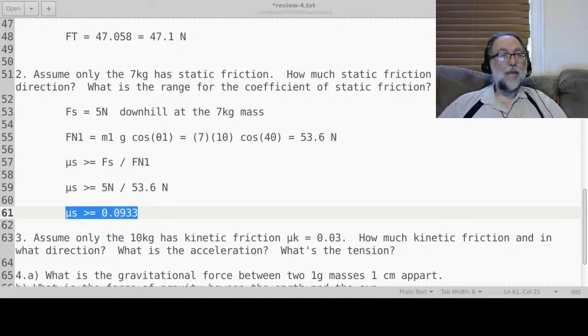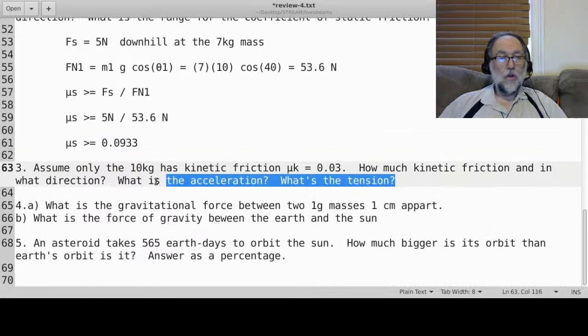All right, let me take a quick peek in the chat here. All right, looks good. 5 people watching. All right, let's go on to question number 3 here.